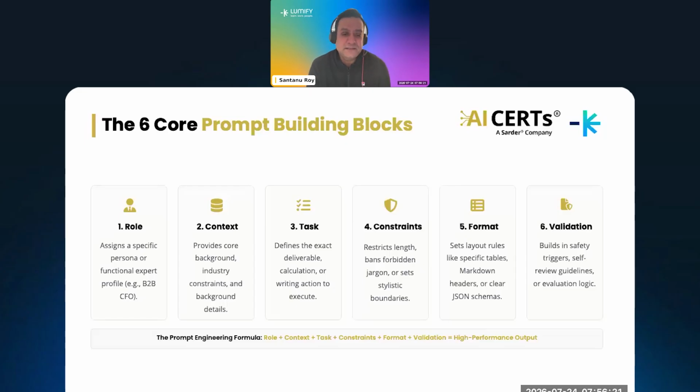Next, constraints. Constraints are optional components. I mean, if you want AI to follow certain rules, then you will put certain constraints like keep it under 100 words, no jargon, use simple English. These are sort of boundaries for the AI system.